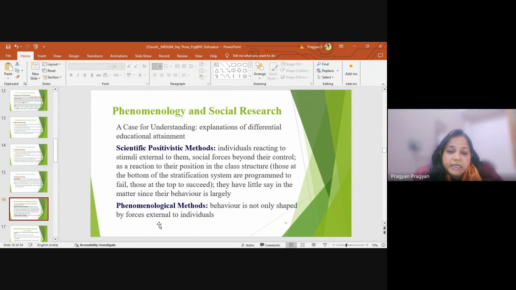For example, a teacher's differential approach can also alter the performance of different students in one class. That is completely different, because you are focusing on only those limited factors. But the phenomenological perspective says that behavior is not only shaped by external forces on individuals, rather there can be several other factors.